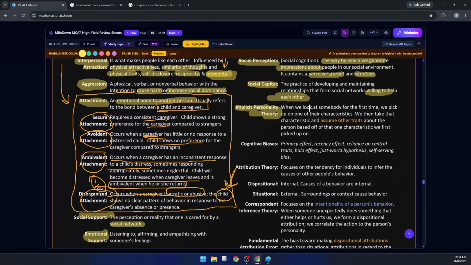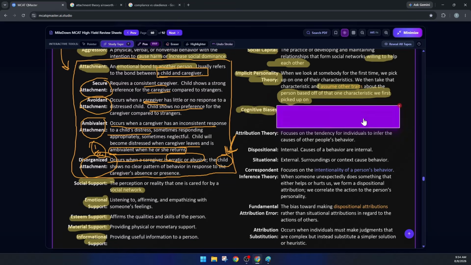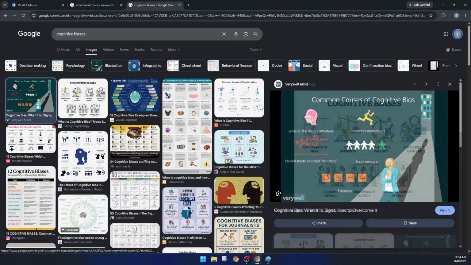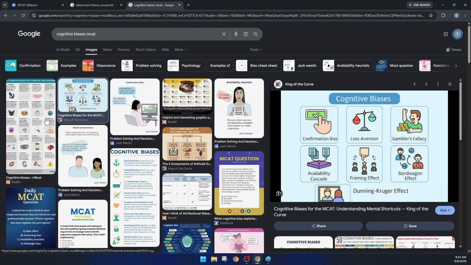Implicit personality theory: when we look at someone for the first time, we pick up on one of their traits. We then take that characteristic and assume other traits about the person based off the trait we first picked up on. So basically making assumptions about the person. Cognitive biases. There are different cognitive biases that people have. This is also high yield, and you should know each and every one of these cognitive biases. Primacy effect is a cognitive bias that people have, where, here, I'll just search up cognitive biases. Let's see if we have a list of them.